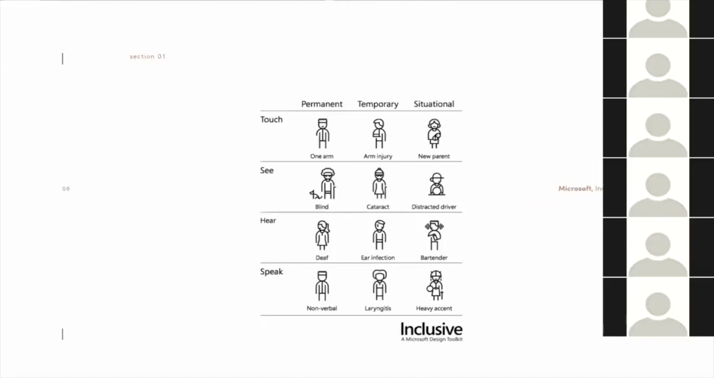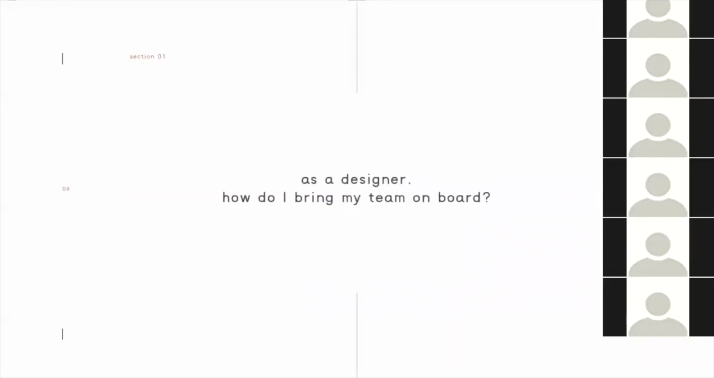So is this a permanent issue that our customer faces, or is it just situational? Someone who permanently has only one arm versus a mom who's holding a baby and only has one arm, how do they handle and work with your different products as they use them? This is something that I'll dive into a little bit more later on, talking about the different senses and how you design for them.